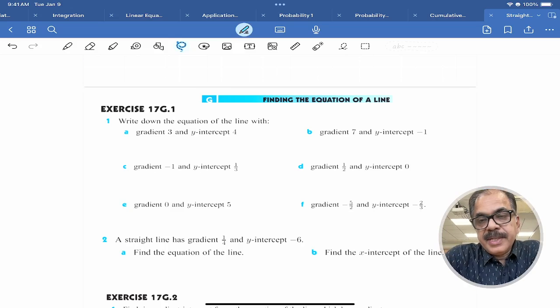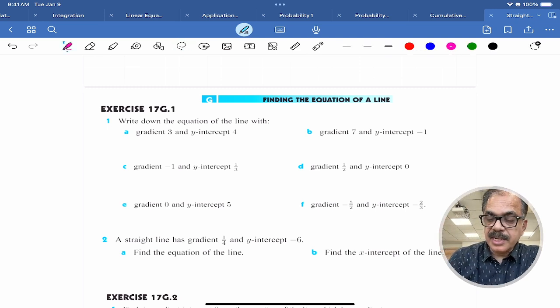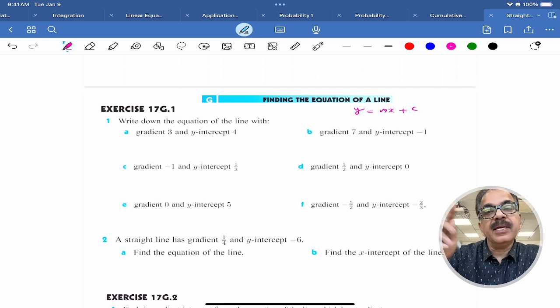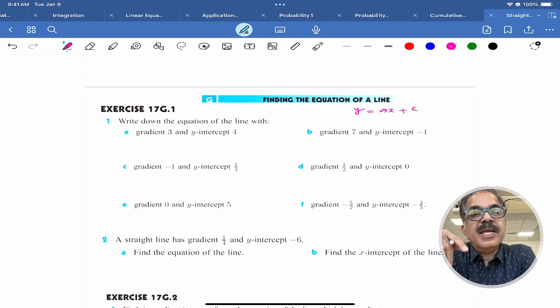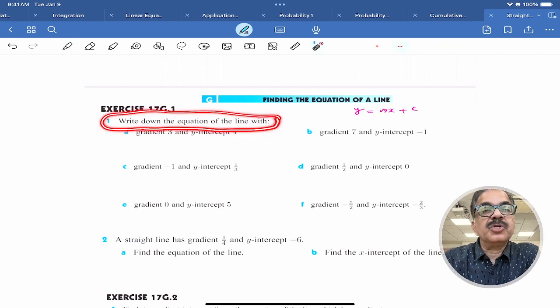So, this is in continuation of what we learned in the previous class. We know that the equation of a line is written in the form y is equal to mx plus c, where m is the gradient of the line and c is the y-intercept. So when you look at this first question here, it says write down the equation of the line.